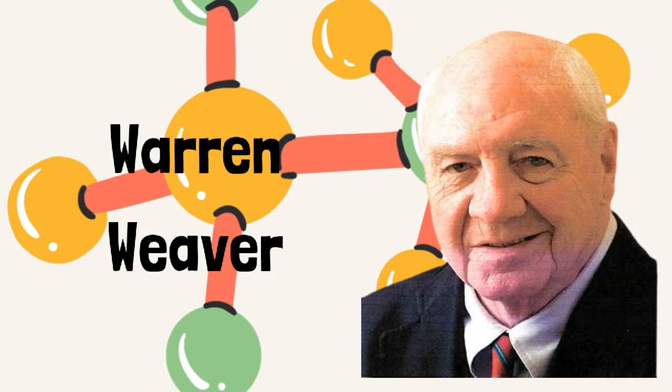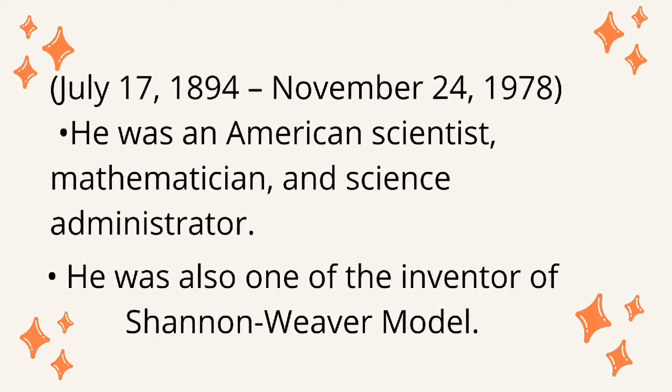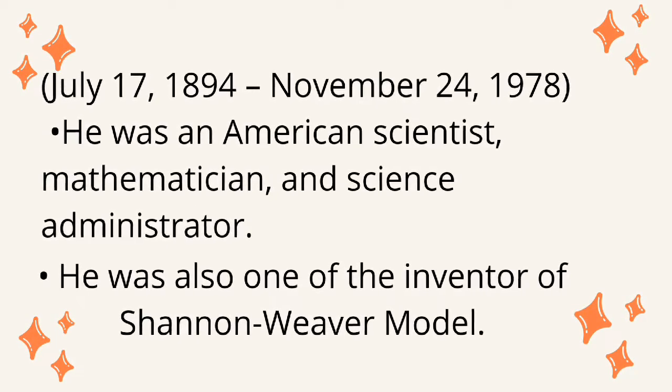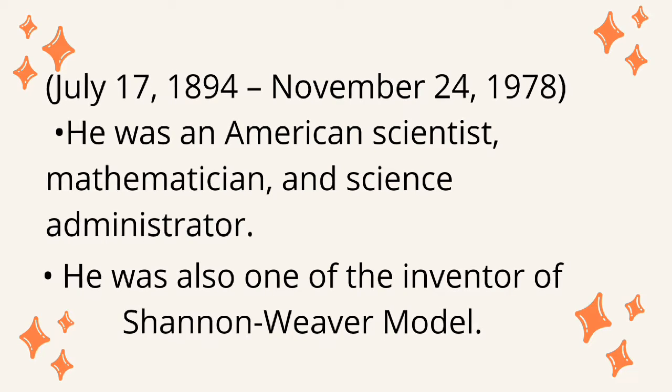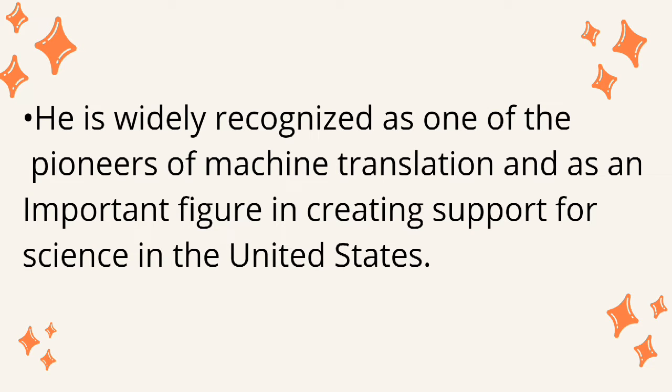Warren Weaver was born on July 17, 1894, and he died on November 24, 1978, at the age of 84. He was an American scientist, mathematician, and science administrator. He received 3 degrees from the University of Wisconsin-Madison: a Bachelor of Science in 1916, a Civil Engineering degree in 1917, and a PhD in 1921. He is obviously one of the inventors of the Shannon Weaver model.